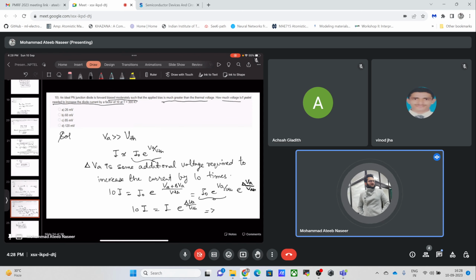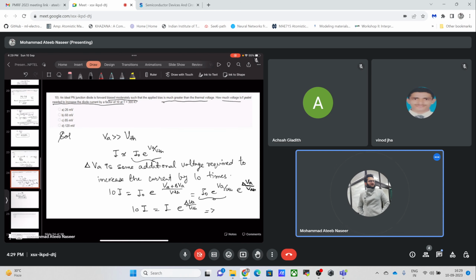So it means that if I want to change the current in the PN junction by, for example, 10 to 100, it would mean that I have to increase the bias by 60 millivolts or 0.06 volts. So this is valid in forward bias, and this is valid at room temperature.